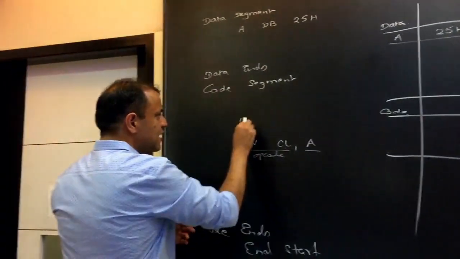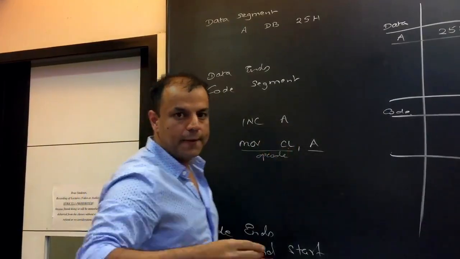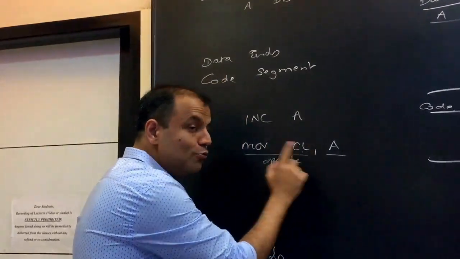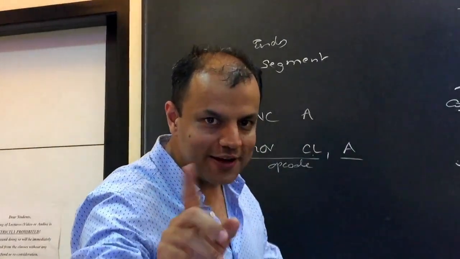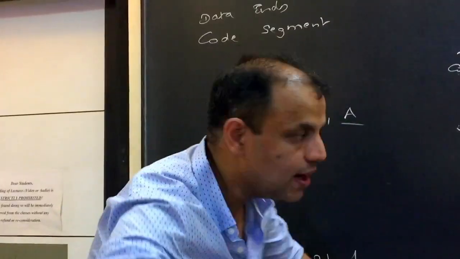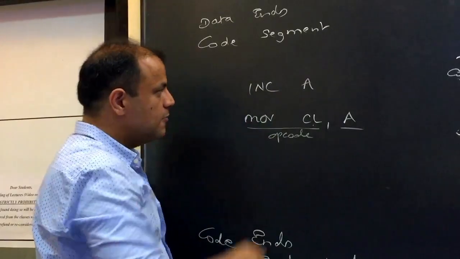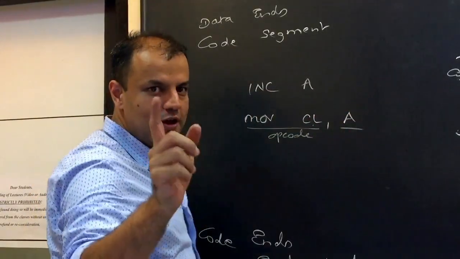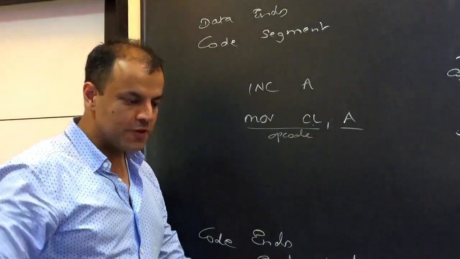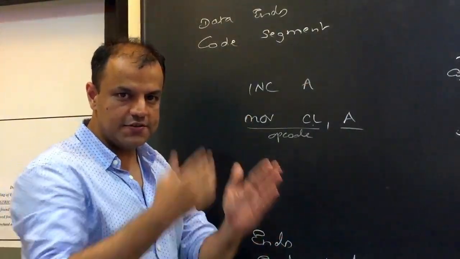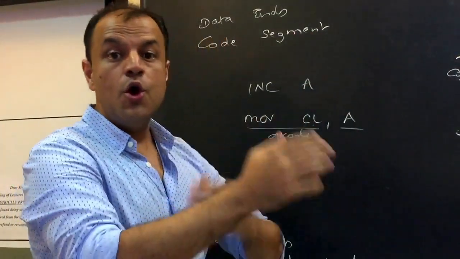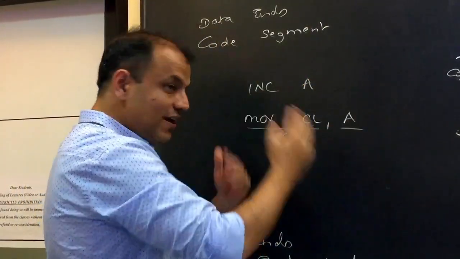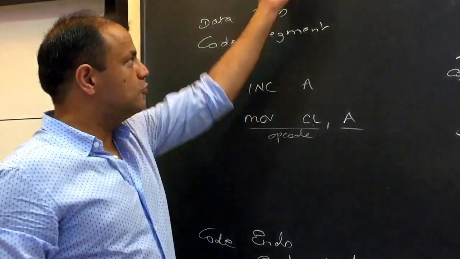So, before this, if I write increment A, it should become 26. So when I write move CL, A, CL should not get 25, CL should get 26. Now, when will A get incremented? When I write this, when this is assembled, or when this is executed? Remember what I told you at the start of the lecture. There are three stages to the program: the writing stage, the assembly stage, the execution stage. When this is executed, A will become 26. But while it is being assembled, A was 25.